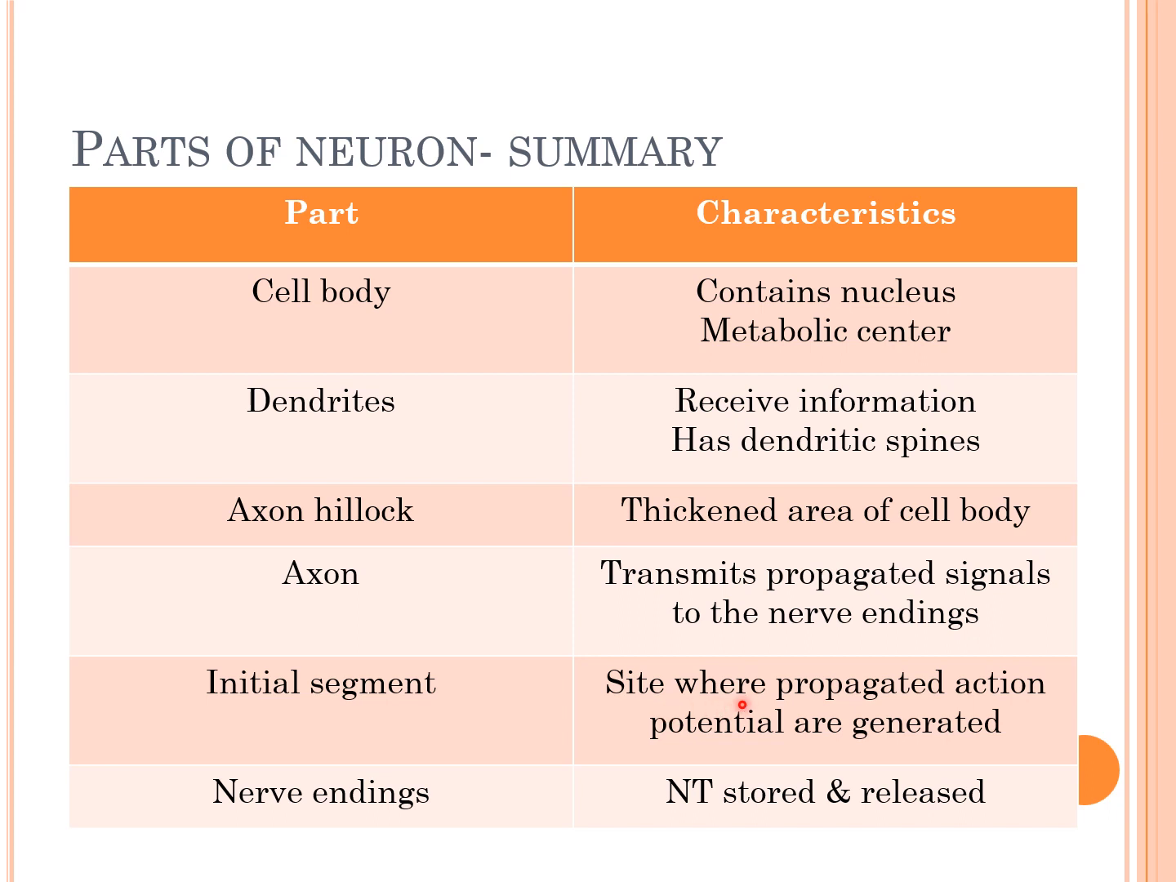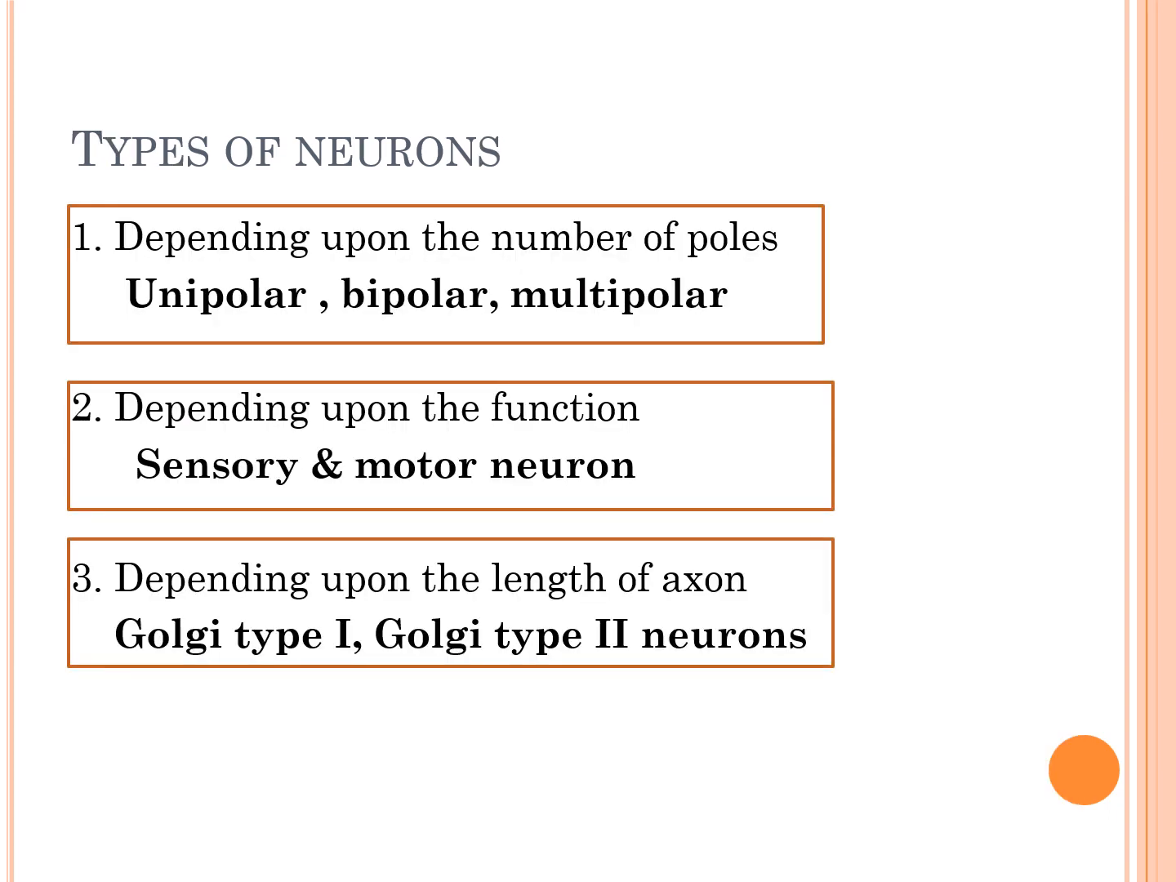The initial segment is the first portion of the axon. It is the place where the propagated action potentials are generated. So in dendrites, graded potentials are generated, whereas in the initial segment, the impulses can be propagated. Propagated action potentials are generated in the initial segment. Nerve endings are the site where neurotransmitter is stored, and it can be released from the nerve terminal to the next effector organ, for example muscle.